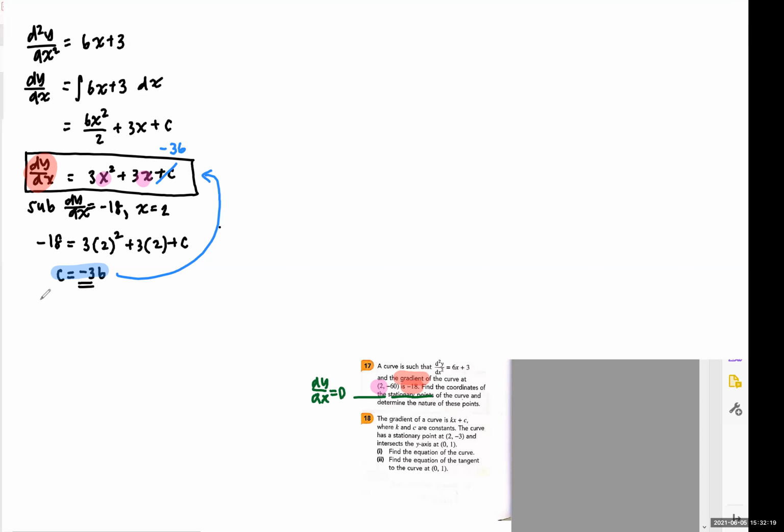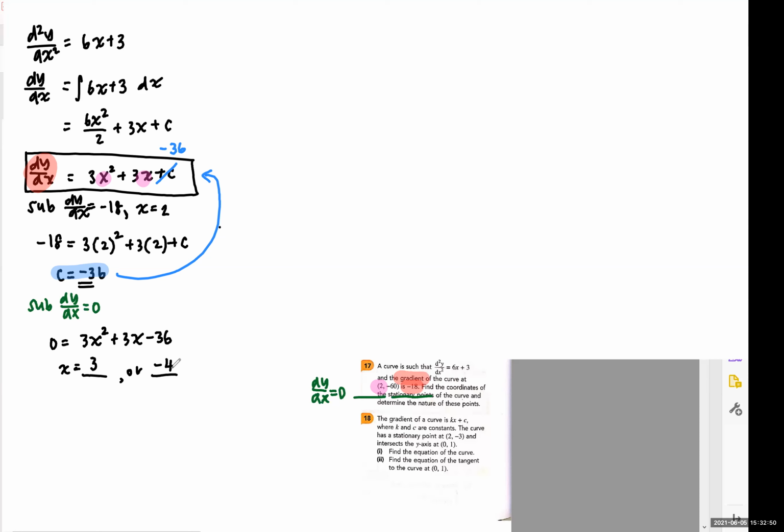Okay, so I'm going to sub dy/dx equal to 0 into the equation. And what will I get now? So I'll get 0 is equal to 3x squared plus 3x minus 36. Means from here I can actually find my x values, right? So I'll get 2 x values. And what are they? x equals 3 or x equals negative 4. Very good.